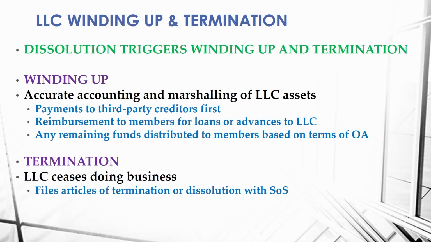The winding up, very similar to the others, right? Accurate accounting, what do we have, what do we owe, who owes us money, what are all of our assets, third-party creditors first, then if there's members who have made loans, then if there's any remaining funds, it's exactly like the partnership, right? Creditors first, any partners that have given loans to the partnership, and then if anything's left, then the partners get it. Oftentimes there's nothing left. And then termination, that's when the LLC ceases doing business. That's where you have to file the articles of termination or dissolution with the Secretary of State to end the business entity. And that is it.